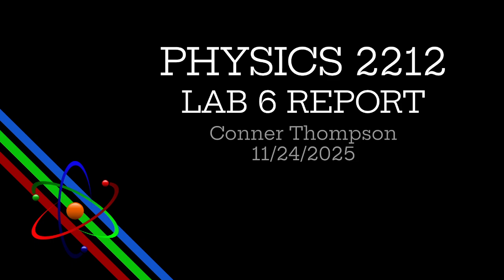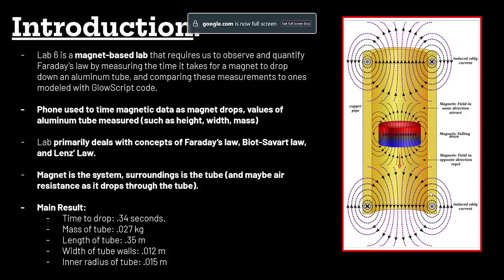This is my Physics 2212 Lab 6 report. This lab is a magnet-based lab that requires us to observe and quantify Faraday's law by measuring the time it takes for a magnet to drop down an aluminum tube and comparing these measurements to one's model with the GlowScript code. We use the phone to time the magnetic data as the magnet drops, and then values of the aluminum tube are measured, such as its height, width, and mass.